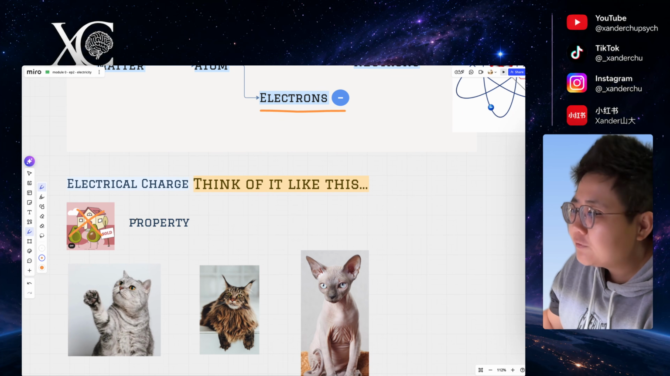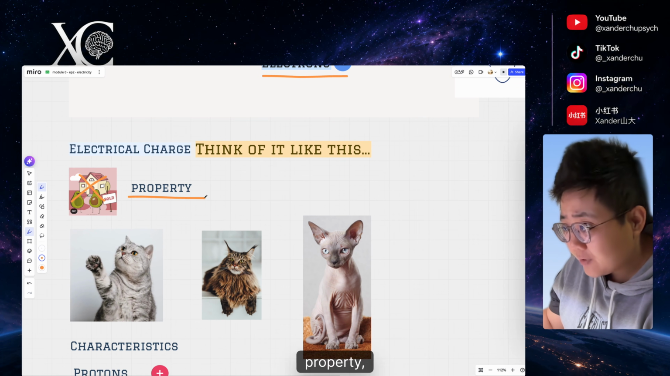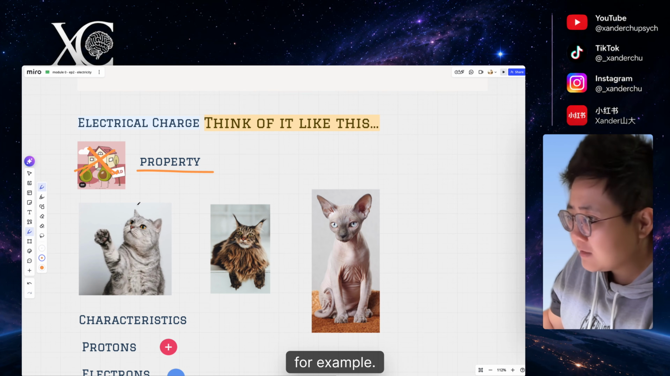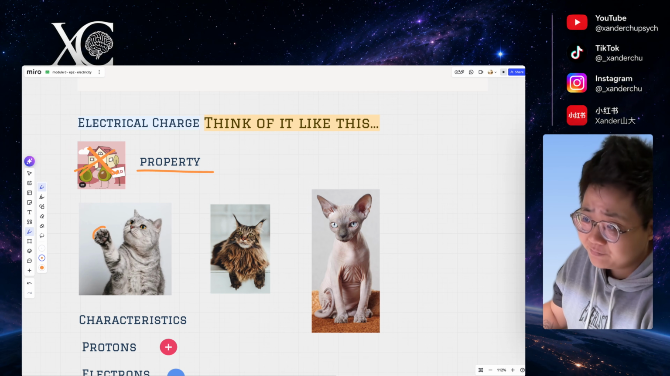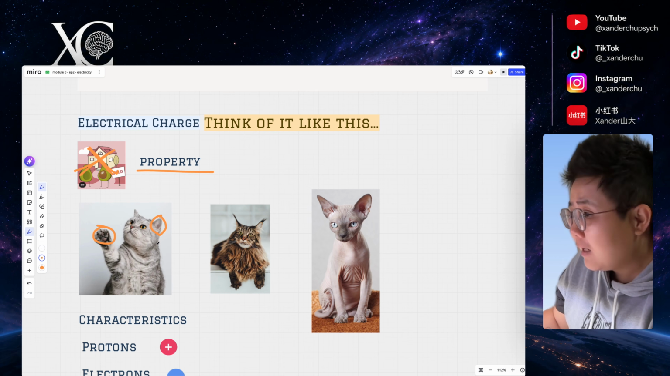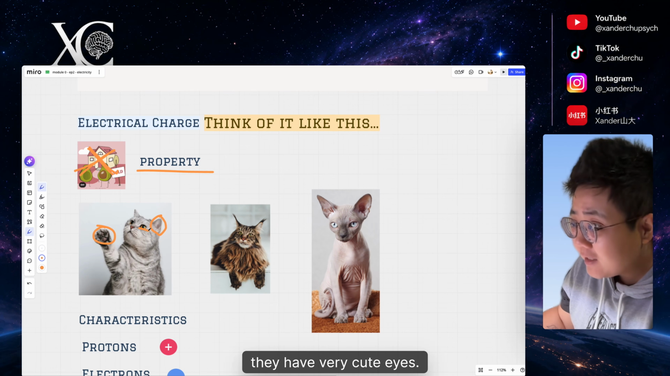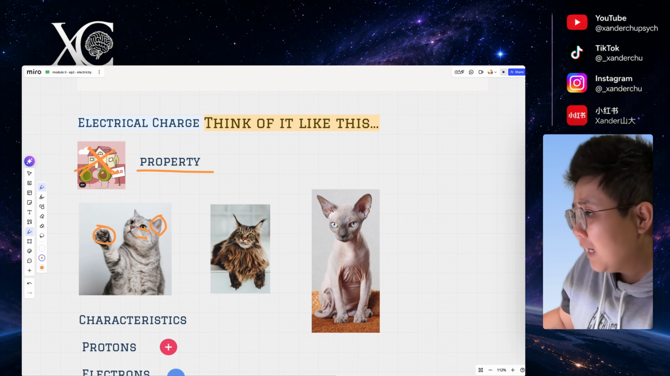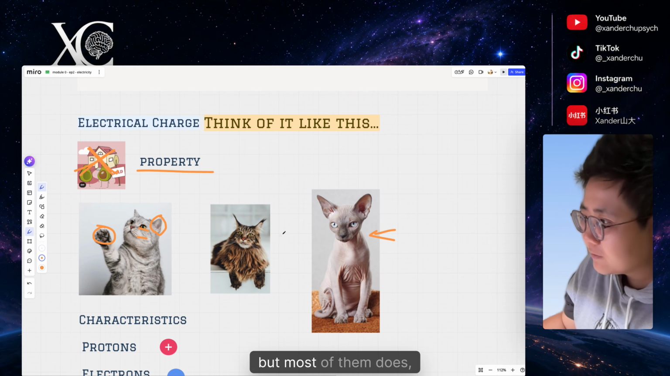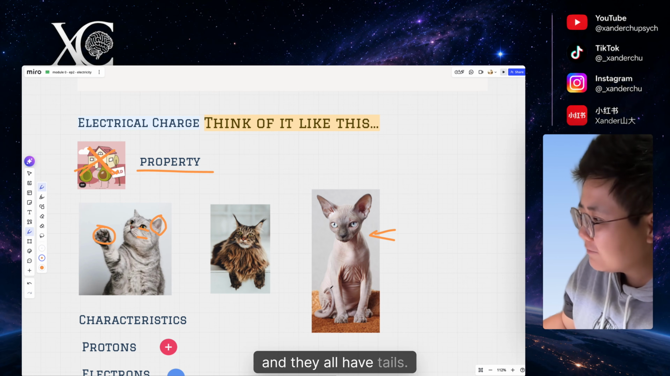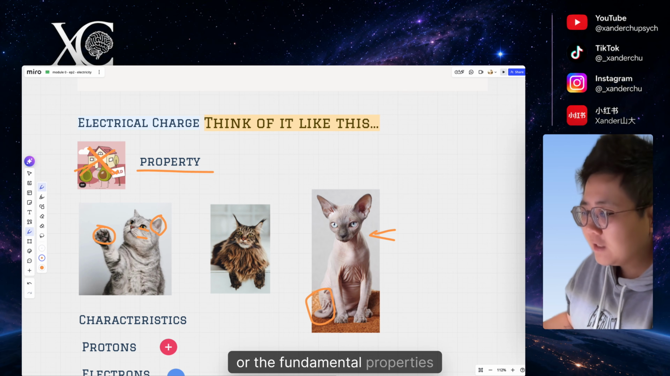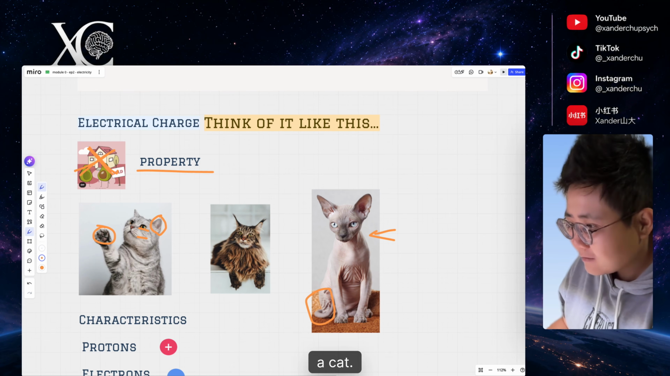Now, we can think of electrical charge as a property, but not this kind of property. Take cats, for example. Most cats have paws. They have their pointy ears. They have very cute eyes. They have their whiskers. Some cats may not have hair, but most of them do. And they all have tails. And those are the characteristics, or the fundamental properties, of a cat.